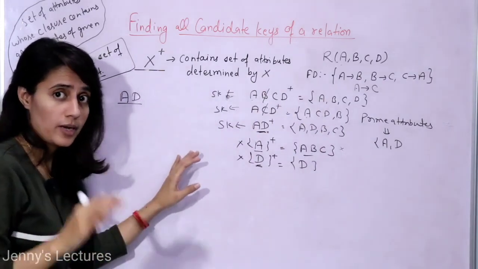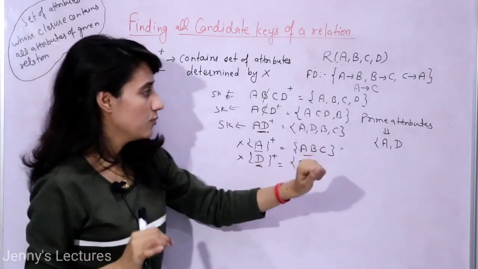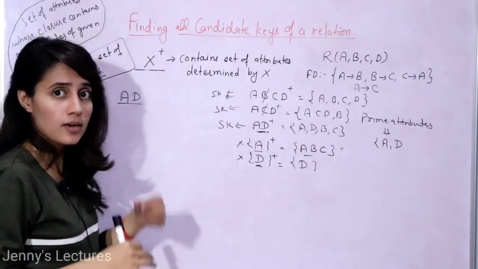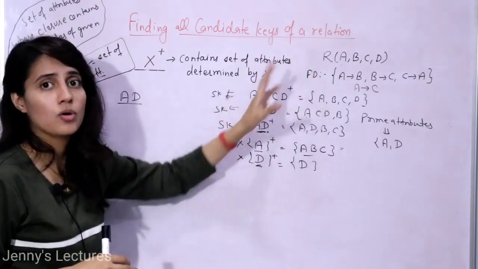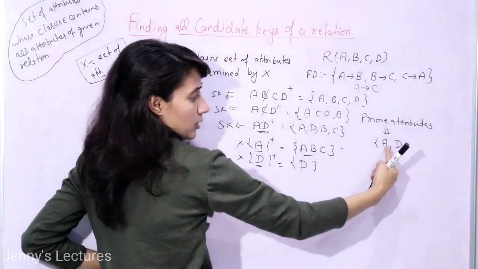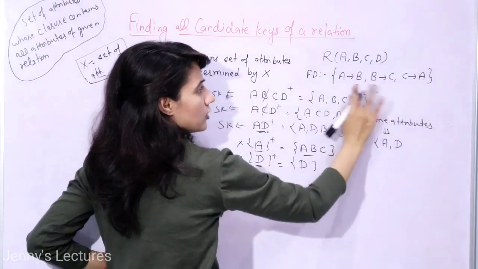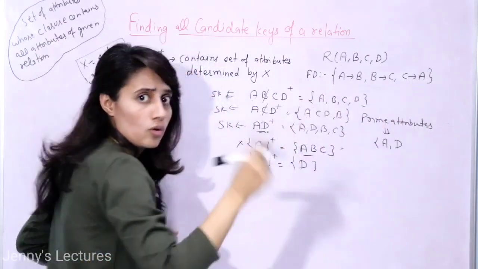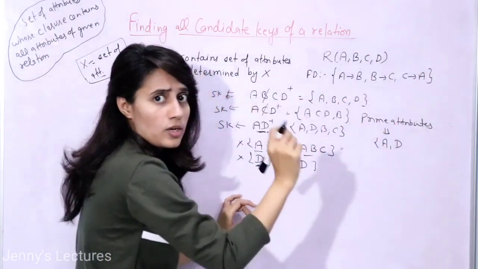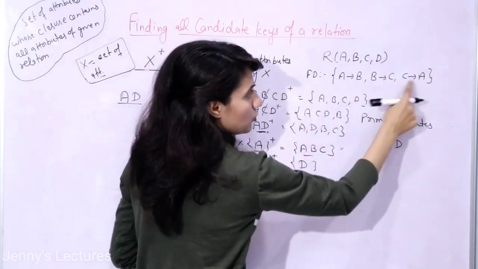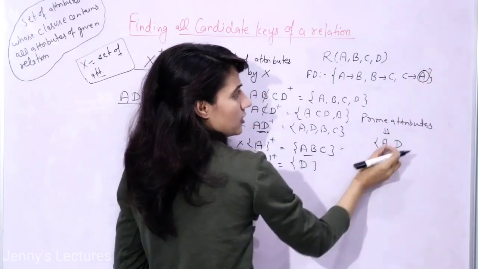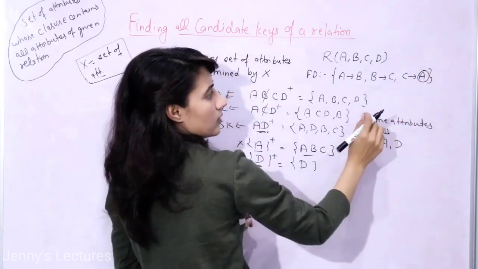Now it's time to apply the second step. See, what was the second step? We have got one candidate key, but we need to check whether other candidate keys are available or not. Now check whether the prime attributes are available on the right hand side of the functional dependencies or not. The prime attribute is A. Is it available on the right hand side of any functional dependency? Yes, you got it. In this functional dependency, A is available on the right hand side.